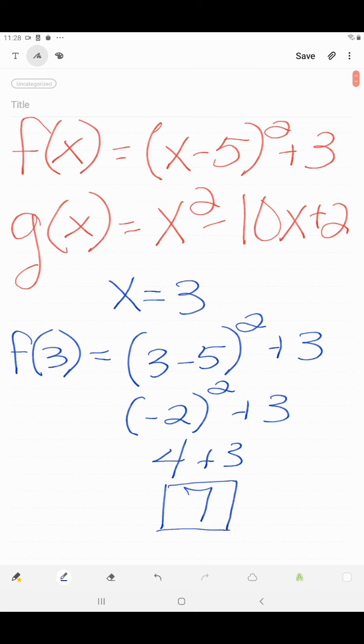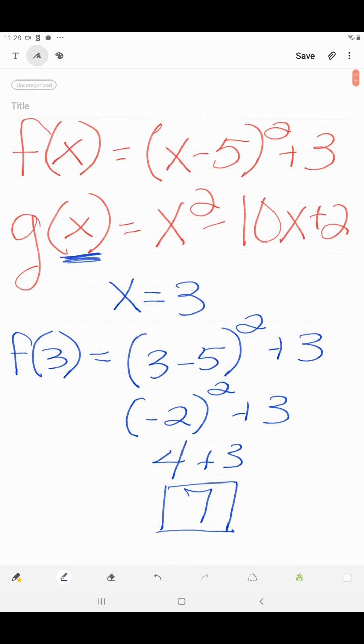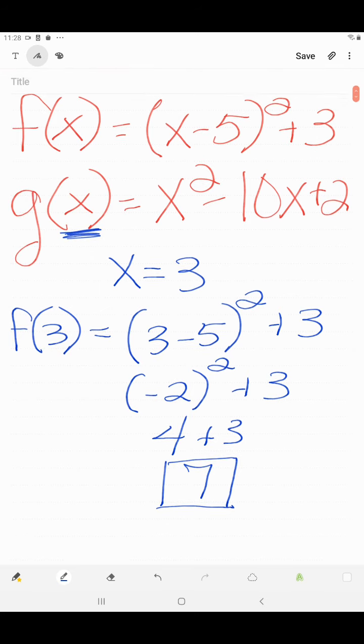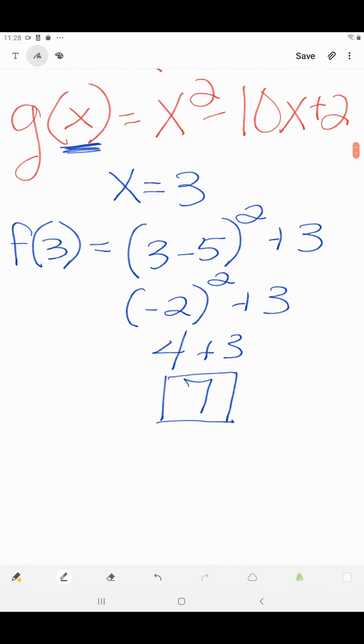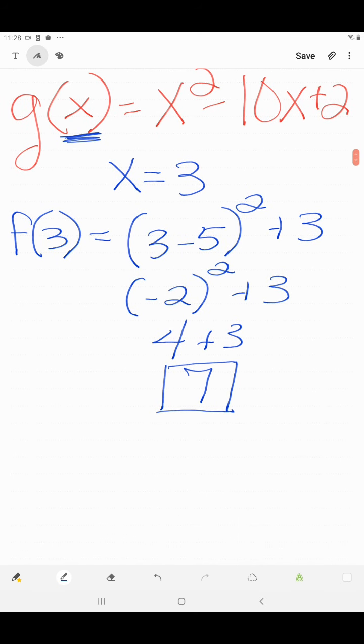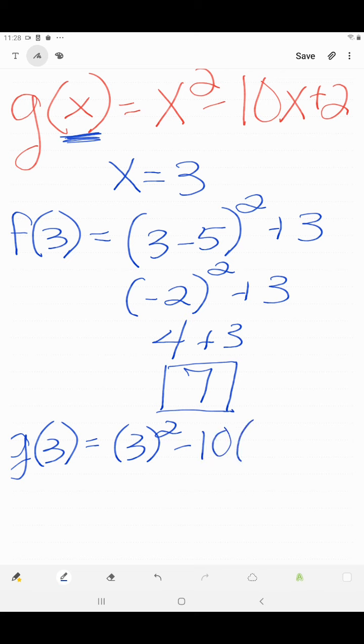Okay. And what we want to note, ladies and gentlemen, is are we going to get the same thing here when we plug in 3? So let's go ahead and try that. So let's plug in 3 for g of x. So we're going to get g of 3 equals, instead of x squared, we say 3 squared, minus 10, instead of x, once again, we plug in 3, plus 2.